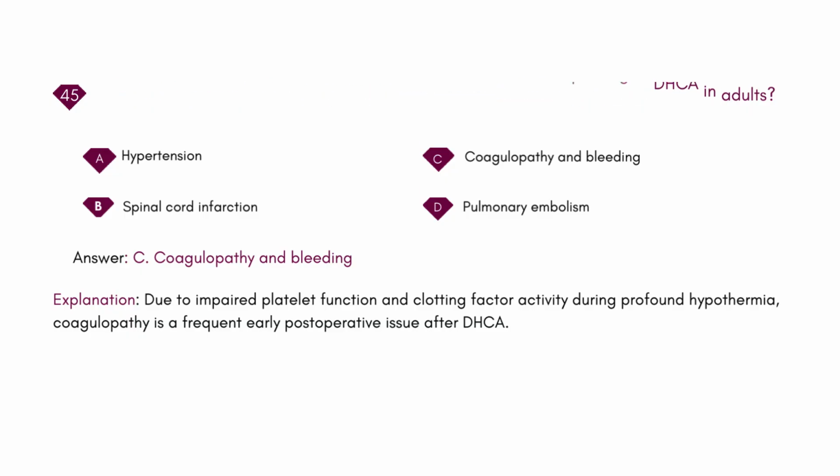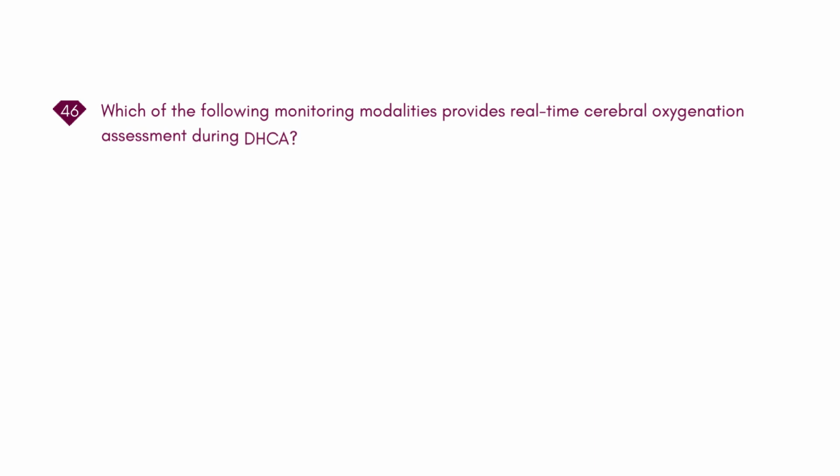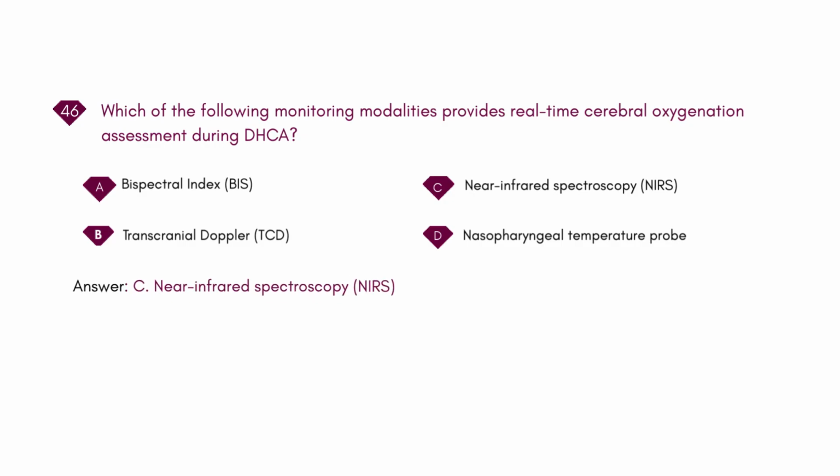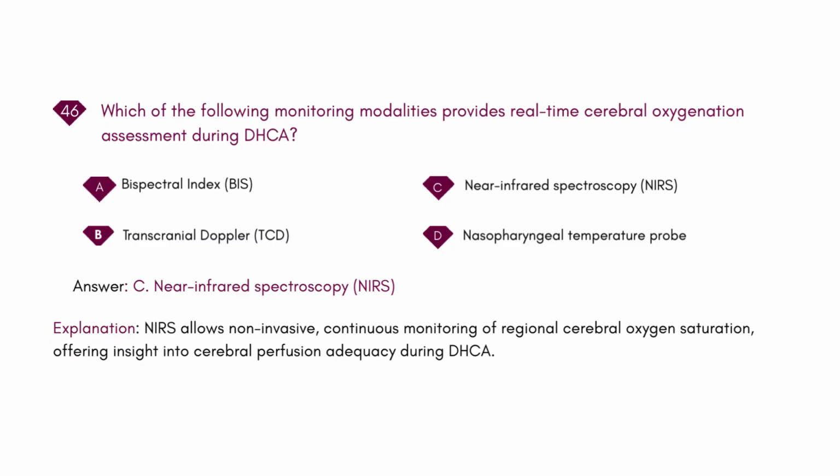Which of the following monitoring modalities provides real-time cerebral oxygenation assessment during DHCA? A. Bispectral index, BIS. B. Transcranial Doppler, TCD. C. Near-infrared spectroscopy, NIRS. D. Nasopharyngeal temperature probe. Answer: C. Near-infrared spectroscopy, NIRS. Explanation: NIRS allows non-invasive, continuous monitoring of regional cerebral oxygen saturation, offering insight into cerebral perfusion adequacy during DHCA.